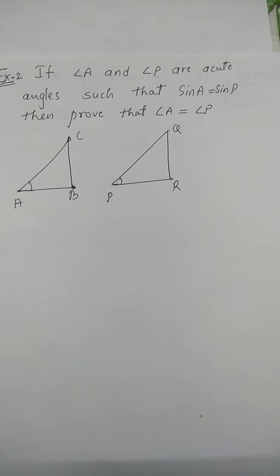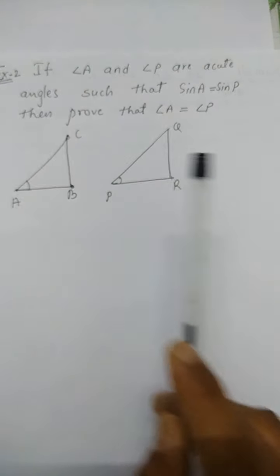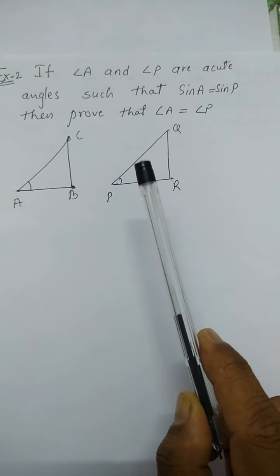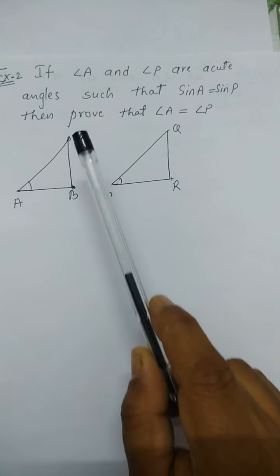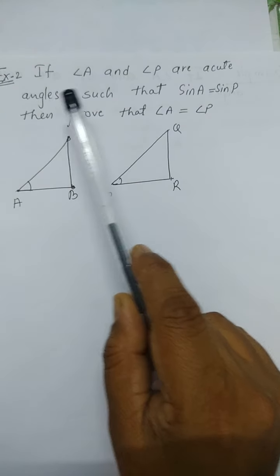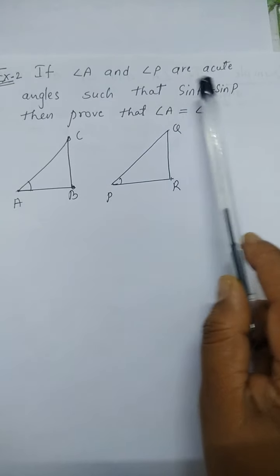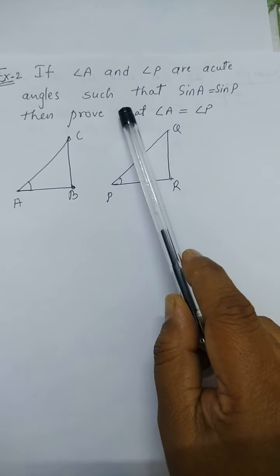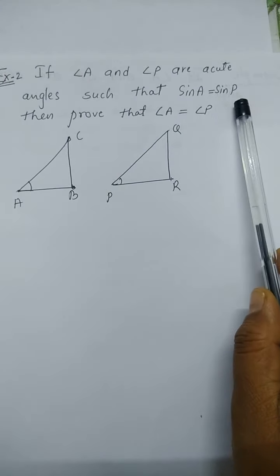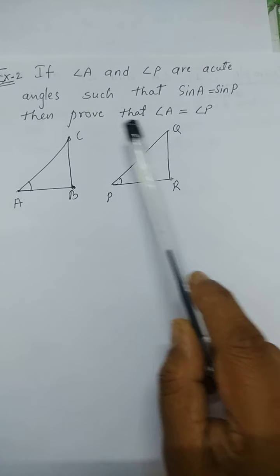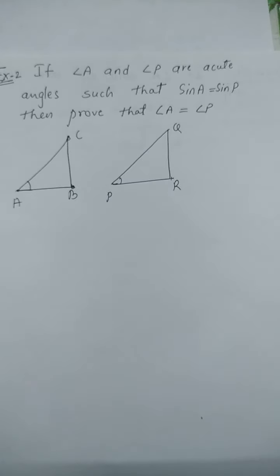Let's begin the problem. This is Example 2. Are you ready with your notebook and pen? So let's start. Let's read the question. If angle A and angle P are acute angles such that sine A equals sine P, then prove that angle A equals angle P.